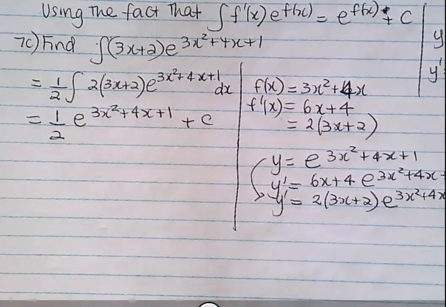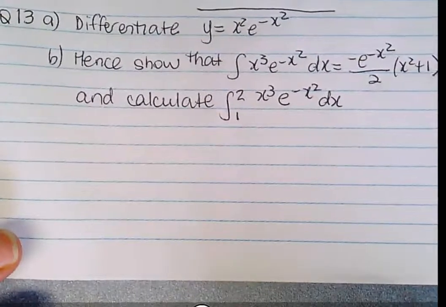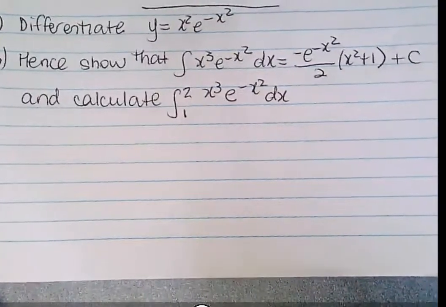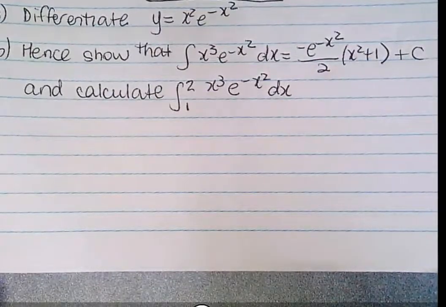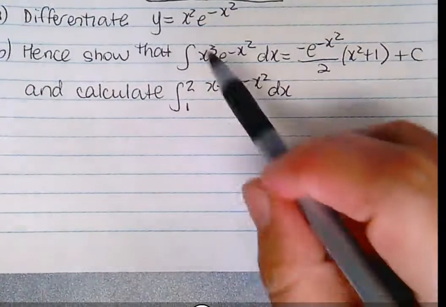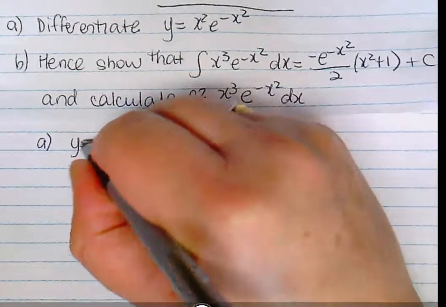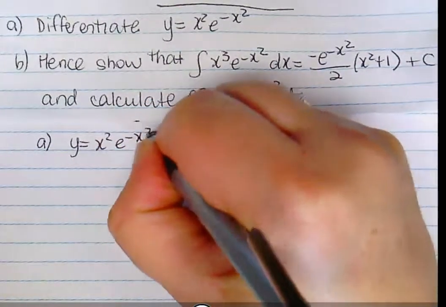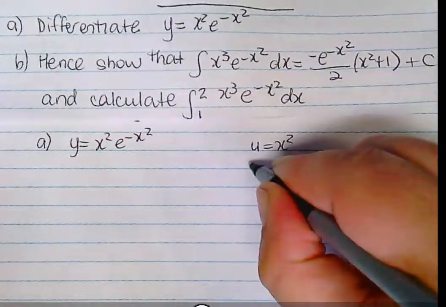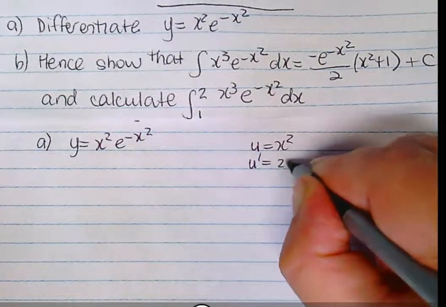Okay. And question 9. Now this is question 13a. Differentiate y equals x squared e to the negative x squared. We'll look at part B in a minute. Okay, so looking at part A, if y equals x squared e to the negative x squared, we've got that u is x squared, u dash is 2x.